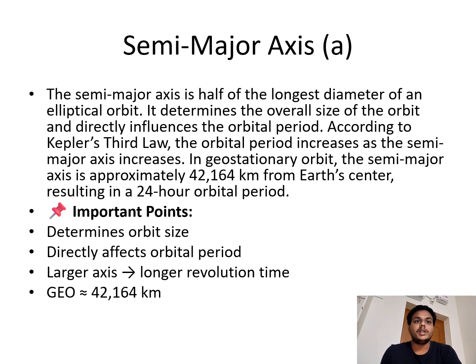Determines the orbit size. It directly affects the orbital period. Larger axis means longer revolution time. GEO is approximately 42,164 kilometers. All these are the important points for the semi-major axis.